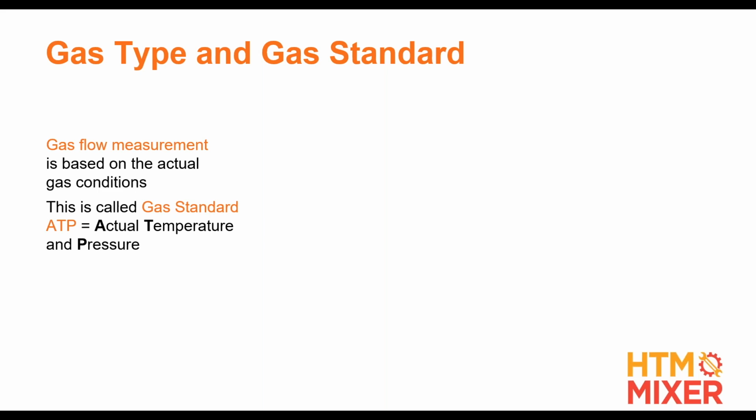Anyway, so when we measure the flow, it's in ATP. It's because we're actually measuring what it happens to be right when we're measuring it. No matter where we measure it, if we measure it inside the ventilator or with an analyzer, okay? And we can then convert that to other gas standards if we want to, okay?